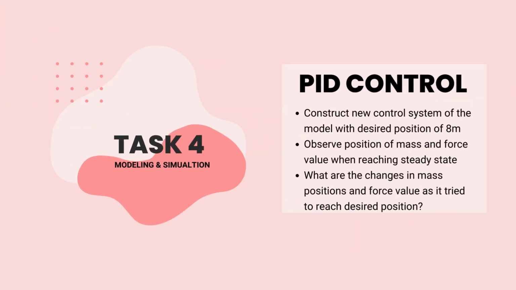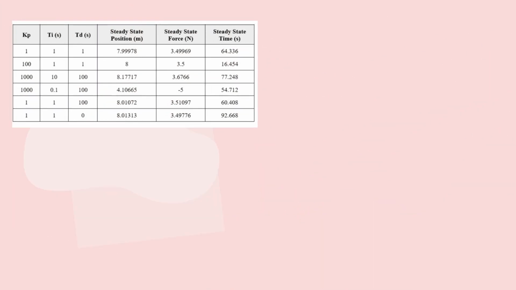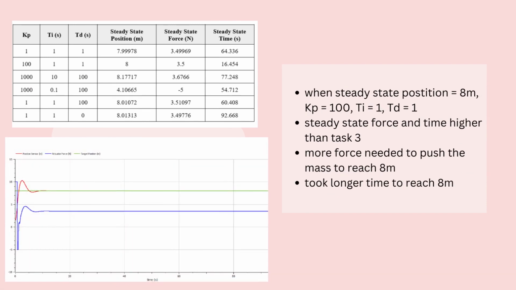Moving on, task 4 is almost similar to task 3, just that the desired position is changed to 8 meters. From the table here, we know that to reach the steady state position at 8 meters, the values of KP, TI, and TD are the same as in task 3. However, the steady state force and time are 3.5 Newton and 16.454 seconds, which is higher than task 3.